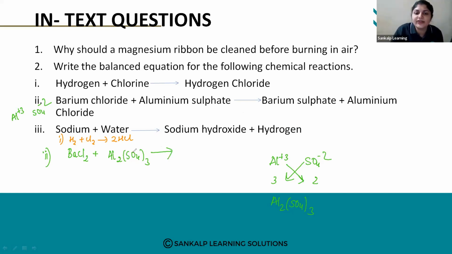Next, barium sulfate. Barium is what? Ba plus 2. Sulfate is SO4 minus 2. So 2, this 2, so it will get cancelled, right? This will get cancelled because both have the same charges. So it will be BaSO4, right? So this will be BaSO4. Understood?